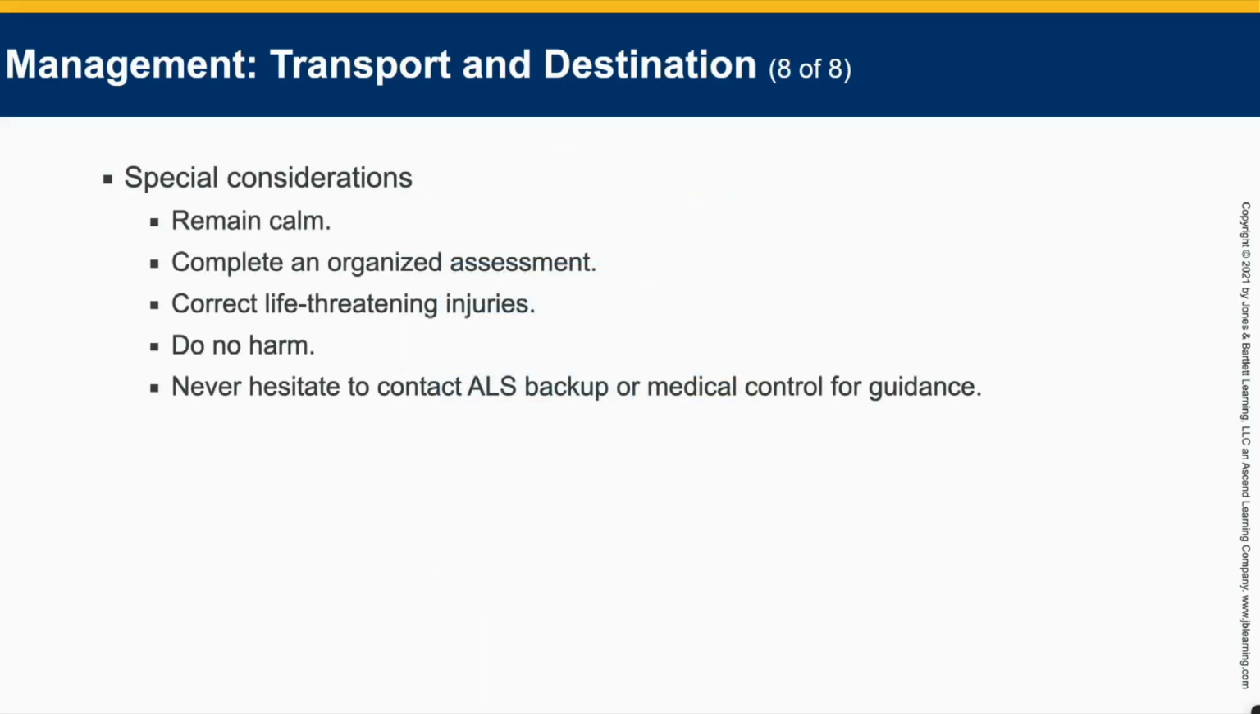And finally, let's wrap up this section with some special population considerations. These are things that apply to every trauma call. First, stay calm. Trauma scenes can get chaotic quickly, but your ability to stay focused makes a big difference. Next, make sure you're doing a thorough and organized assessment. Don't skip steps, even when things feel urgent. You also want to identify and correct life-threatening injuries right away. That's always your priority. At the same time, though, remember the principle is do no harm. Be intentional with your interventions and avoid causing additional injury. And lastly, never hesitate to call for help. Whether that's ALS or medical control, use your resources. You're not in this alone.